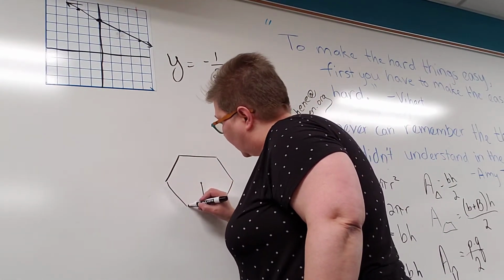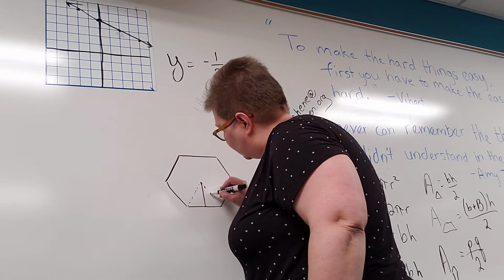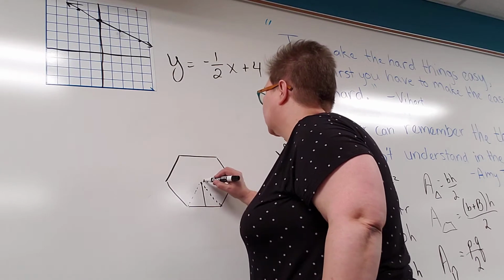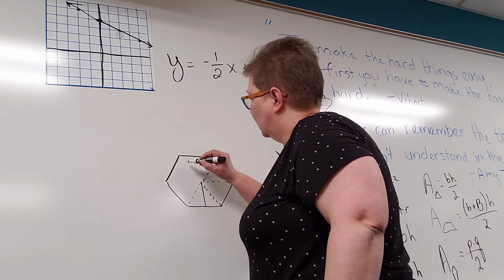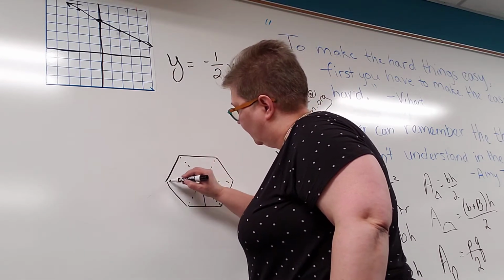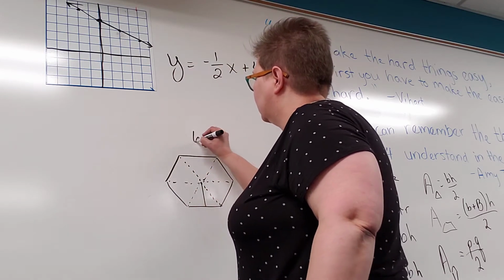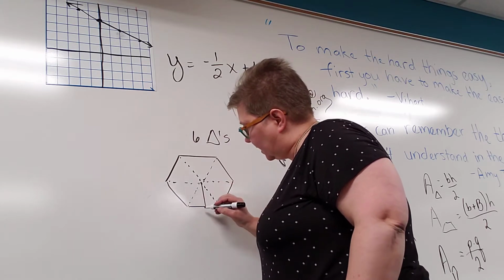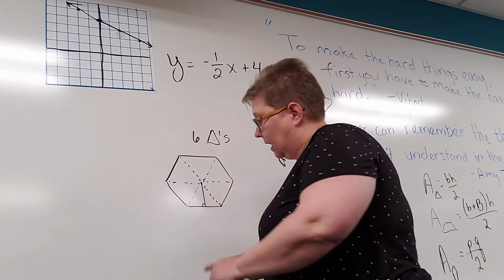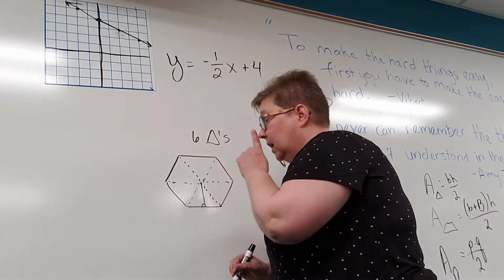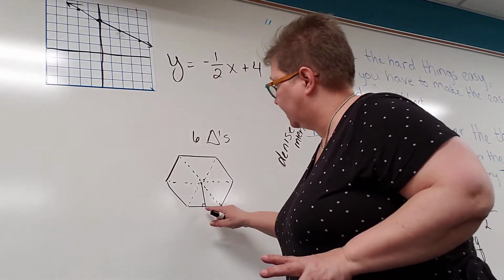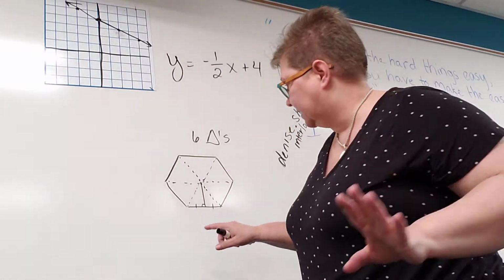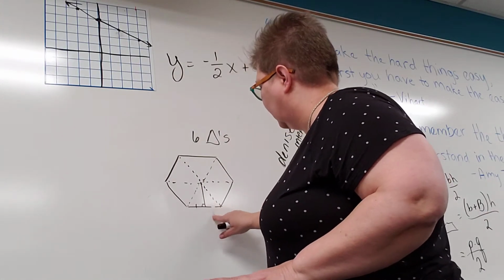I could cut this up into a bunch of triangles, okay? And since it's a hexagon, we would have 6 triangles, okay? And then there's this thing that comes down and actually forms a right angle. Because it's regular, it also splits this side, but that's not what we're concerned about this time.